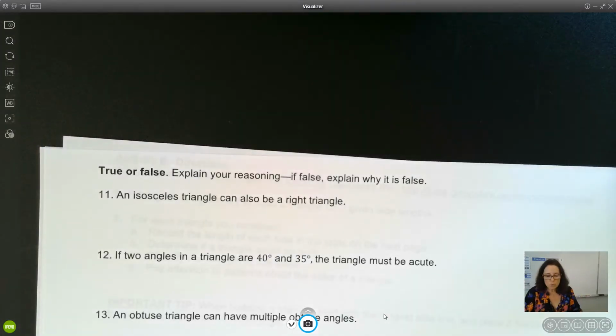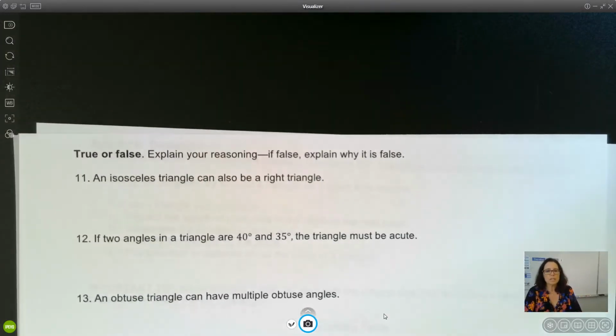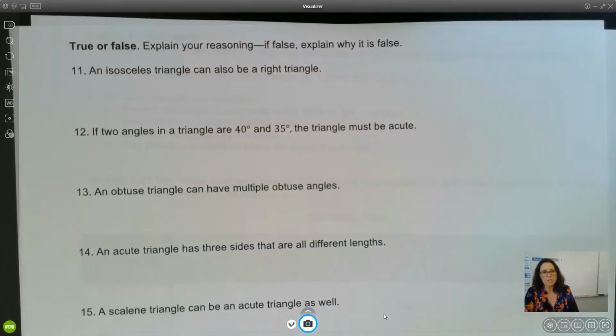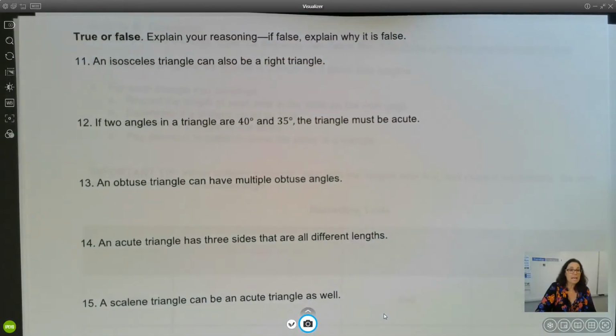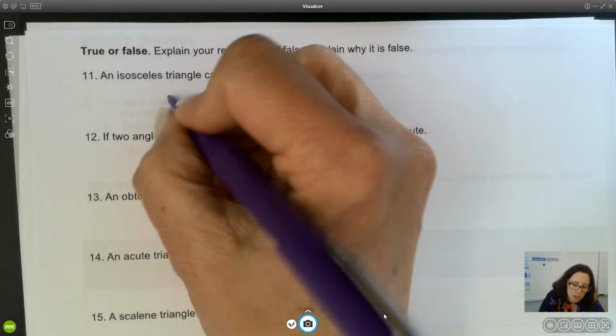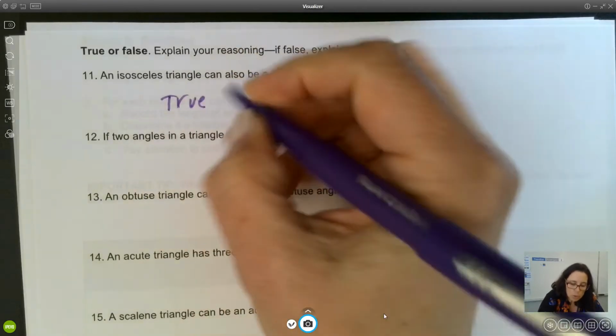All right, it says true or false. Explain your reasoning if it's false. Explain why it's false. All right, an isosceles triangle can also be a right triangle. True. Okay, and I'll put a little bit of an explanation on every one of them in case you need to understand it better. True.